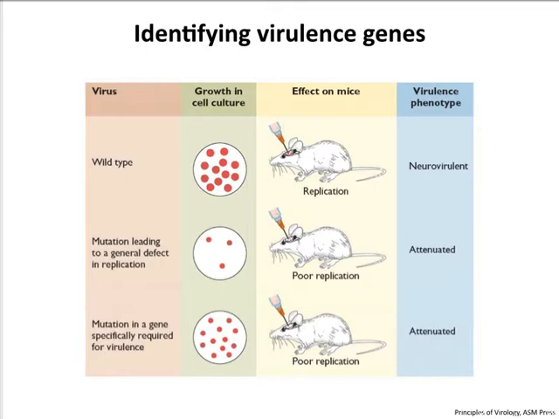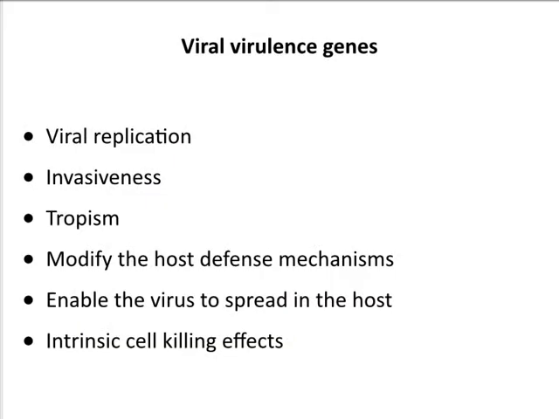And high replication is probably paralleling high virulence. But then there are genes which, when mutated, don't really affect growth, if at all. This one has an effect on plaque size, but the titer is the same. Yet this virus, when inoculated into the mouse, is attenuated. And this is an interesting gene to study because it is specifically required for virulence. It's not needed for growth in cell culture. The reduction of replication is absolutely important, no doubt. But many genes, when mutated, will cause the virus to replicate less. But this one, a mutation in a gene required for virulence that's not needed in cell culture, this is very interesting.